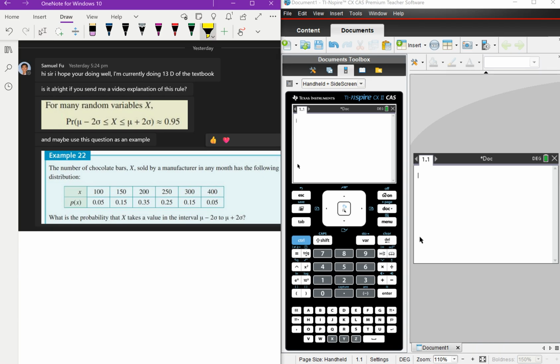For many random variables X, the probability that X is larger than mu minus 2 standard deviations but less than mu plus 2 standard deviations is approximately 0.95. What they're trying to describe here is for many random variables.